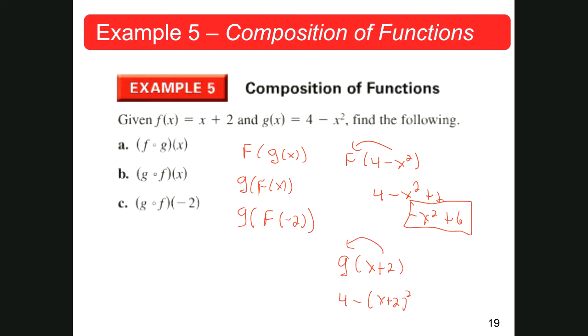Now, usually, you have to multiply this out. So this is going to be 4 minus, and then x plus 2 squared. Well, isn't that x squared plus 4x plus 4? It's all inside parentheses, so that minus sign goes to everything. So that's 4 minus x squared minus 4x minus 4. So those are going to cross off. So I'm left with -x squared minus 4x.